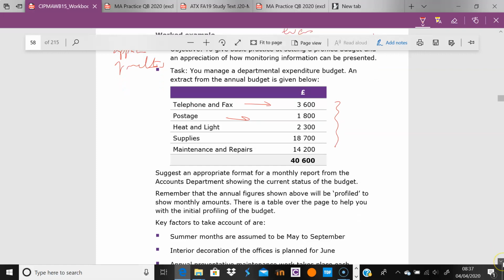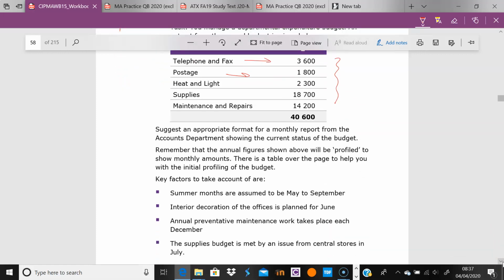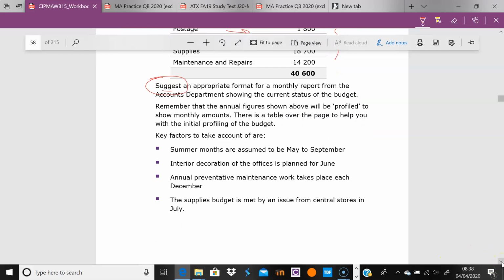Right, let's carry on. In this example, it says suggest. In your exam, there's no suggestion, because then there'd be too much variability. So it's not a matter of suggestion in your exam question. In reality, it is a matter of suggestion, and then coming up with a profile, and then examining the profile either month to month or every quarter to see whether there's been a variance, and then adjusting as appropriate.